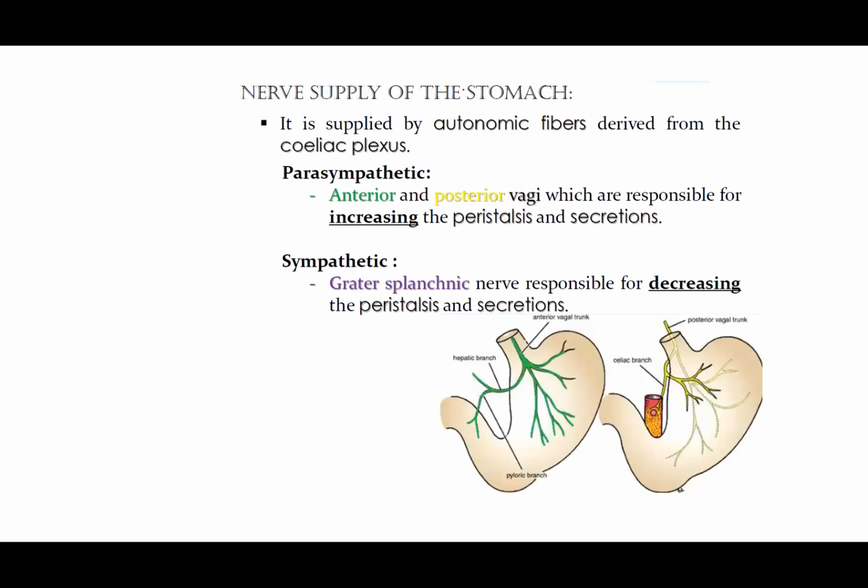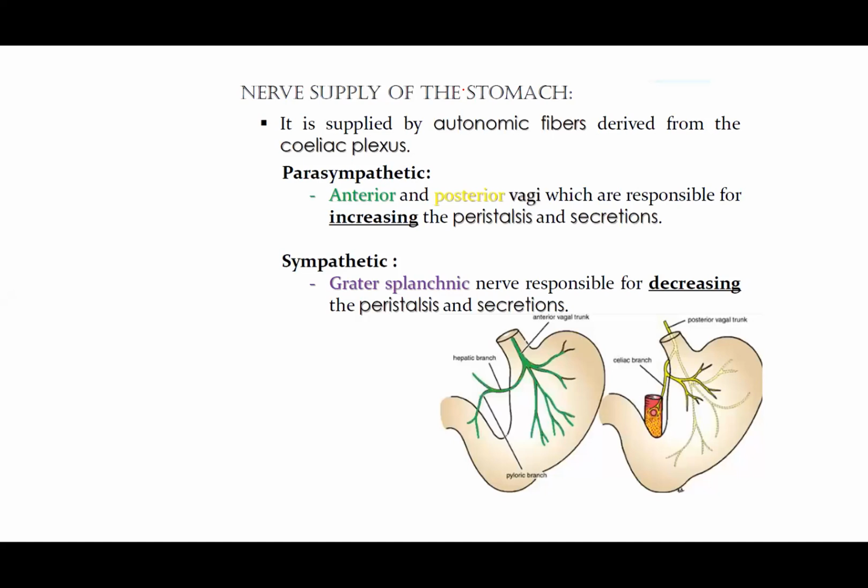And you should know that the stomach is supplied by autonomic fibers derived from the celiac plexus, okay? Now, parasympathetic supply is via the anterior and posterior vagi, which are responsible for increasing the peristalsis and secretion. So if you denervate the vagus nerve, the stomach will lose its contractile function. It will become atonic, okay? And also there will be decreased secretion.